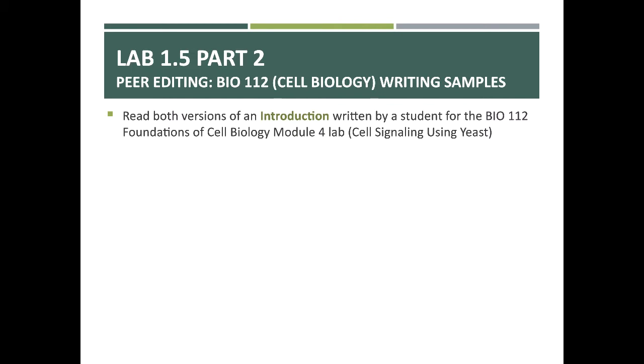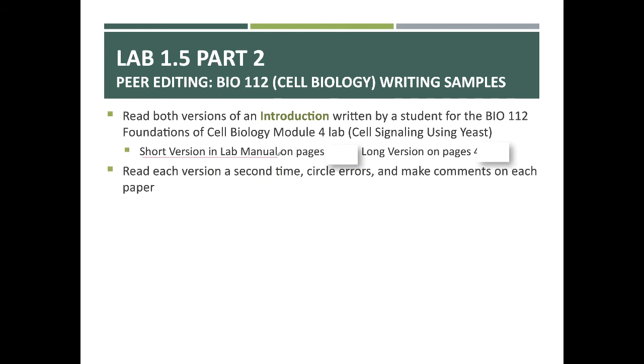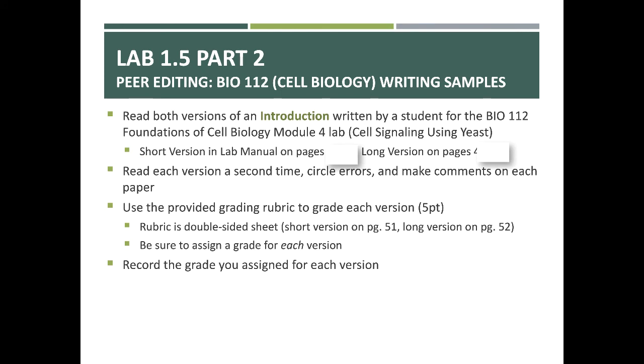As practice for Lab 1.5 Part 2, you're going to peer edit a Biology 112 cell biology writing sample. So you'll see the short version in the Lab Manual on pages 47 through 48. Read each version a second time, circle errors, and make comments on each paper. Use the provided grading rubric to grade each version. Record the grade you assigned for each version.